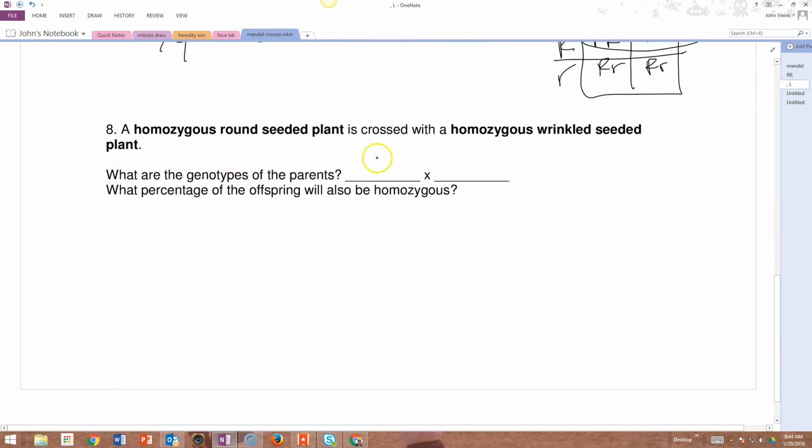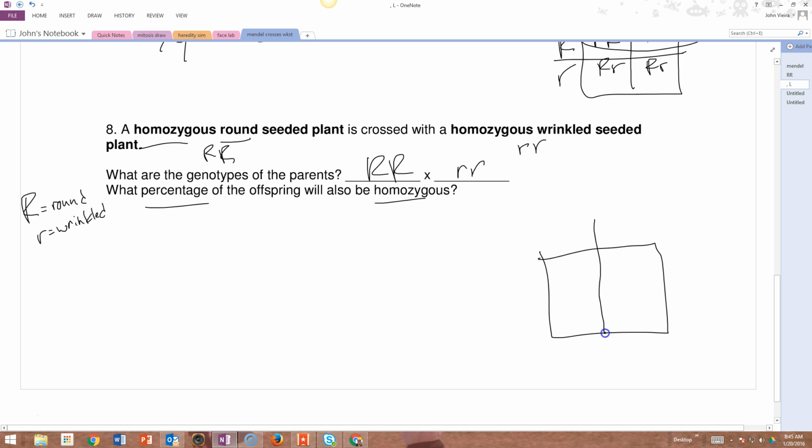A homozygous round seed is crossed with a homozygous wrinkled seed. Now, we have to take the word problem and convert it into letters. Homozygous, so it's going to be the same letter. Round. Well, we know round is the dominant one, right? And wrinkled is the recessive. So I've picked my letters already from previous problems. Homozygous round is going to be big R, big R. Homozygous wrinkled, there's only one way to be wrinkled, and that's little r, little r. Then it's asking you what percentage of the offspring will be homozygous. Well, you have to do the cross. Big R with a little r, little r.